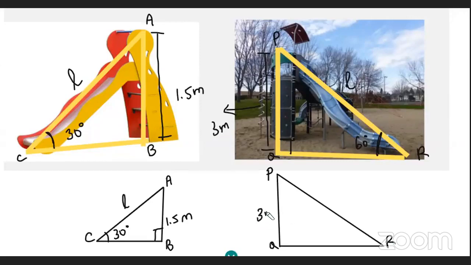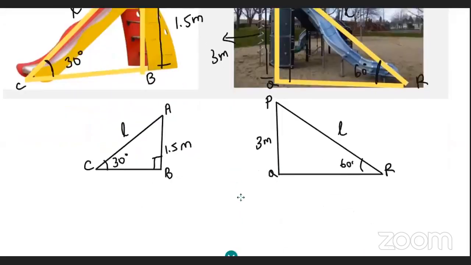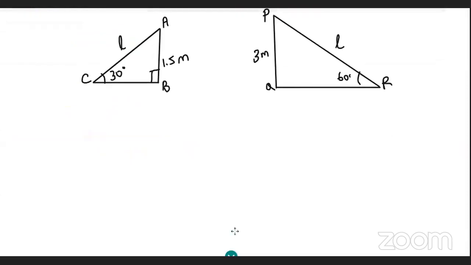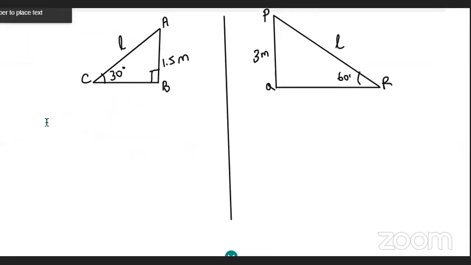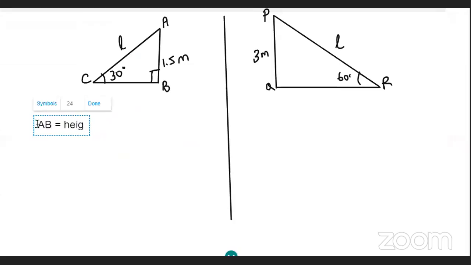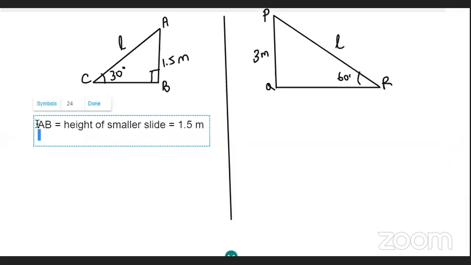Okay, now which trigonometric ratio should we use? Before that, we need to label it, right? I'm going to make half of the part because there are 2 different questions. So let's label it. AB is the height of the smaller slide, and that is 1.5 meter. AC is what we need to find, that is the length of the slide, which I've taken as L, right?